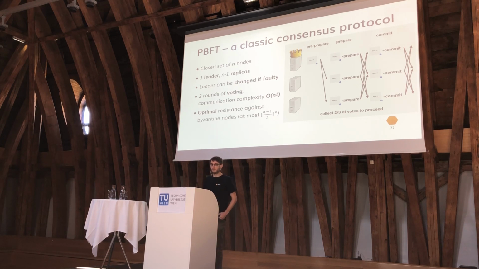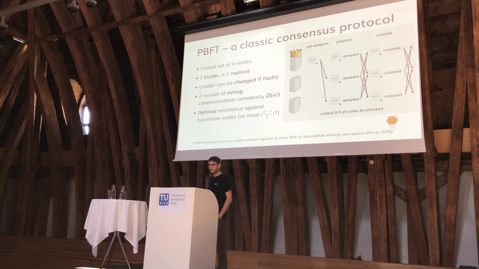And this kind of protocol provides optimal resistance against Byzantine nodes. That has been proven, and the bound basically is (n-1)/3. So you can't have resistance to more than 1/3 of malicious actors, at least under certain assumptions like being a deterministic protocol.